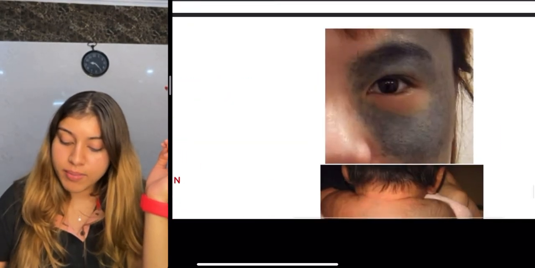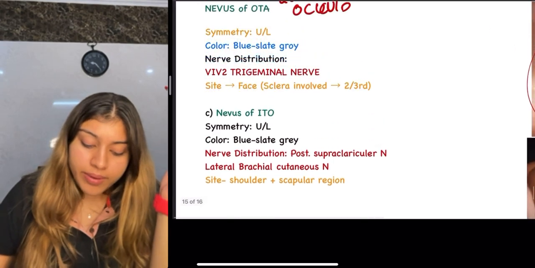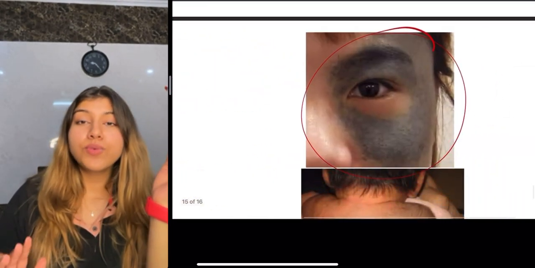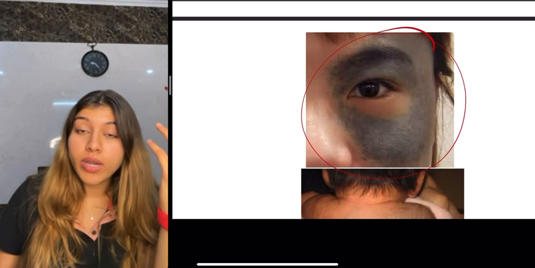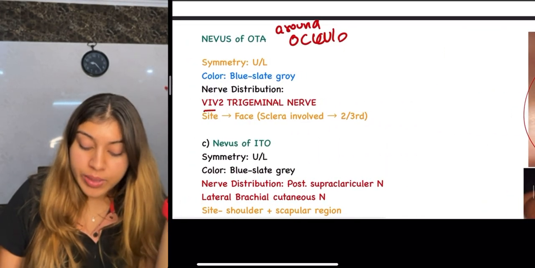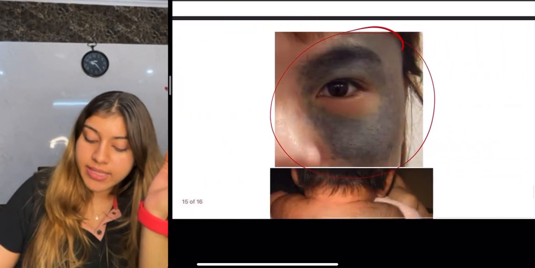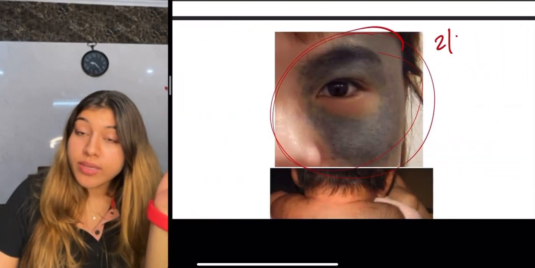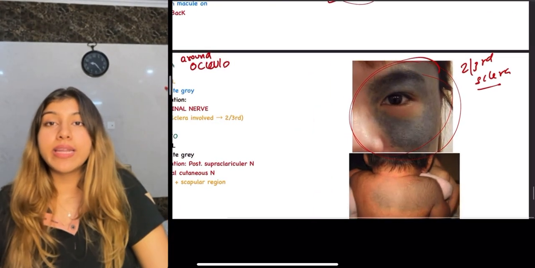Now let us look at the image. This is around your oculo, right? Around your oculo. Okay. Now again, we can see the color over here is bluish. It is unilateral in nature. What are the nerves involved here, guys? It is going to be your V1, V2 distribution of your trigeminal nerve. Okay, and the site, as we can very clearly see, is your face. And guys, this also involves 2/3 of your sclera as well. Okay, this is your nevus aorta.